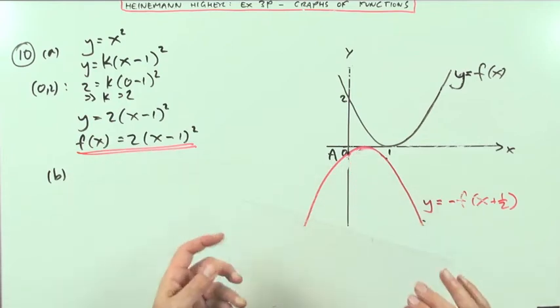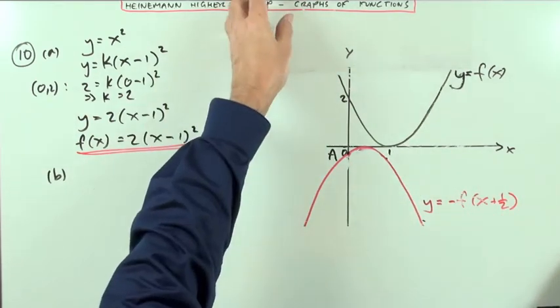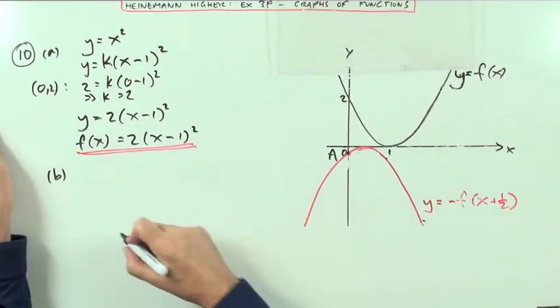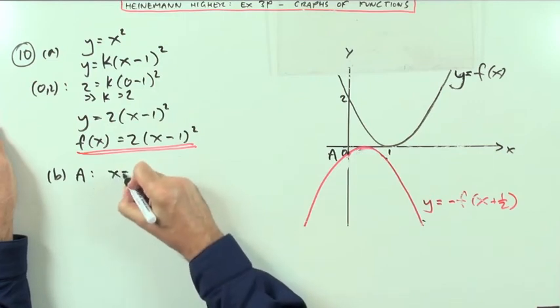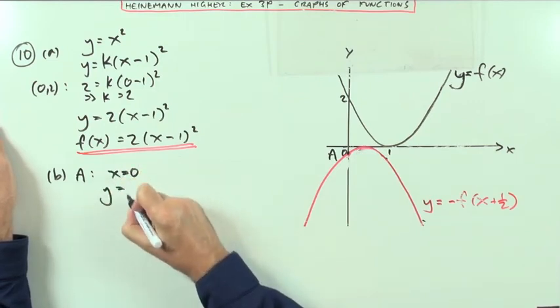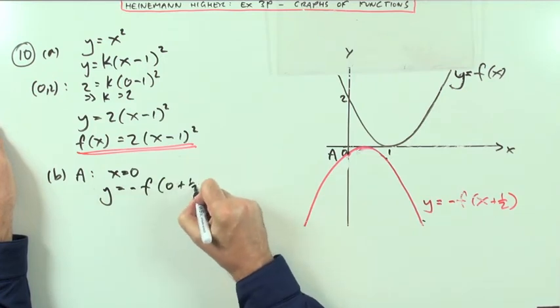But where does it cut here? Where does it cut the y-axis? Well, you could just use that formula. There's 2 ways. You could just use that formula by saying this. Well, what do I know about the point A? Well, at the point A, x is 0. Which means the y-coordinate should be, putting it into that formula, negative f of (0 plus a half).